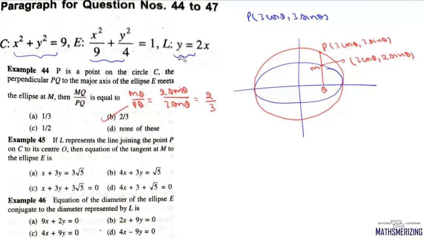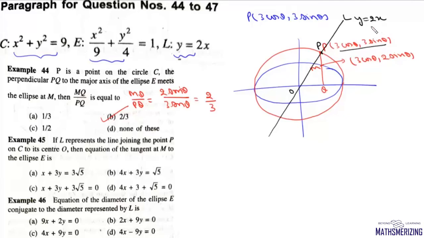Now this line L, which is y equals 2x. So we'll draw this line. So this is your line L and which is y equals 2x. It represents the line joining the point P on the circle to its center O. So we have this point P on this circle and this line. It joins this point P with the center O. Then the equation of the tangent at the point M is. So first we'll find this point of intersection of the line with this circle.